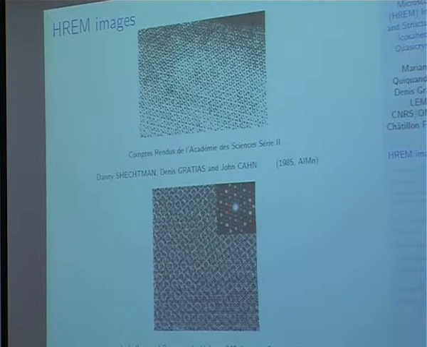The first high-resolution image was performed in 1985 by Danny Shechtman, Denis Gratias, and John Cahn on aluminium manganese. At that date, this image showed the first microscopic evidence of quasi-periodic order. Below, you have a high-resolution image performed on aluminium lithium copper in 2002 by Kaneko, Ohsuna, and Hiraga, and you can see that the resolution was better.